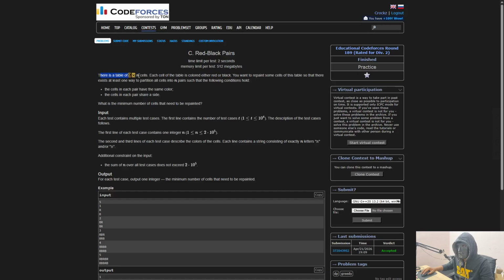There is a table of 2 cross n cells. Each cell of the table is colored either red or black. We want to paint some cells of this table so that there exists at least one way to partition all cells into n pairs such that the following conditions hold. The cells in each pair have the same color. The cells in each pair share a side. What is the minimum number of cells that need to be repainted?